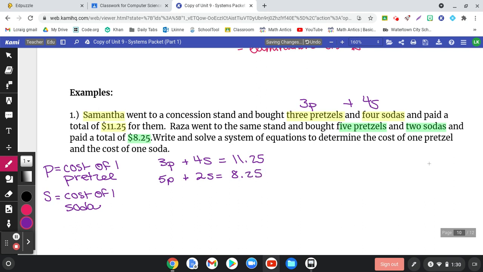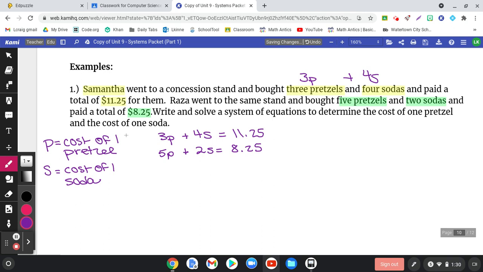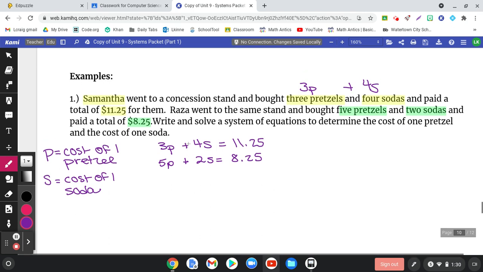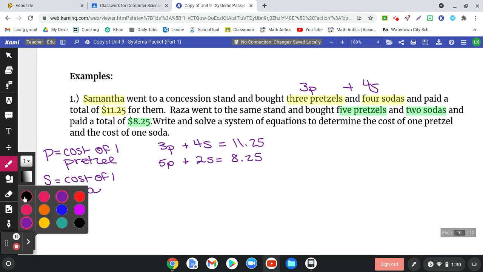All right, now let's look at our methods. For graphing, we should have used X and Y if we wanted to use graphing. And we're going to be dealing with decimals, so you wouldn't see it anyways. You could use substitution, but it doesn't say S or P equals. So the easiest would be elimination from yesterday.